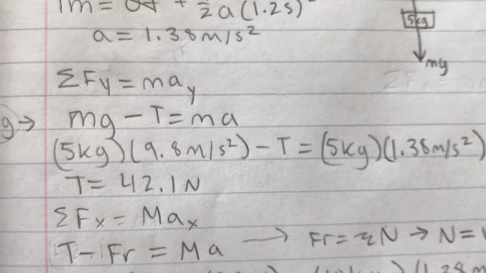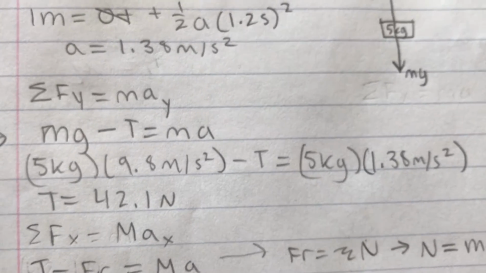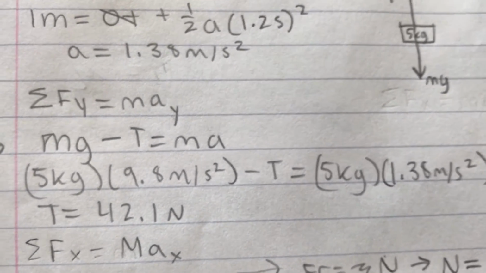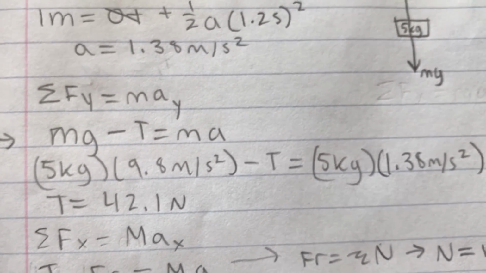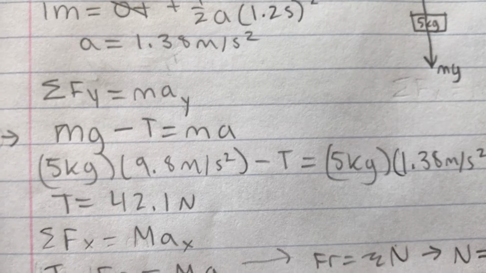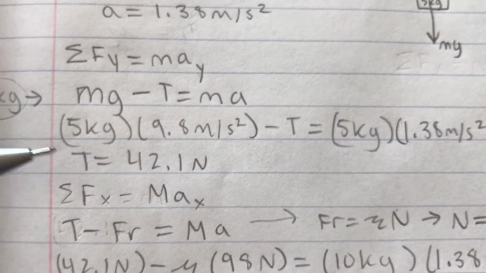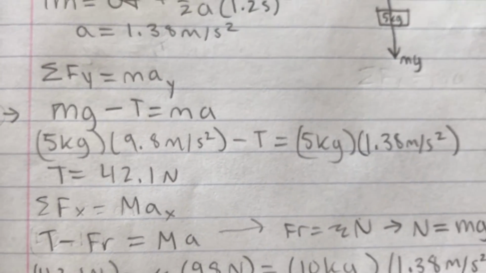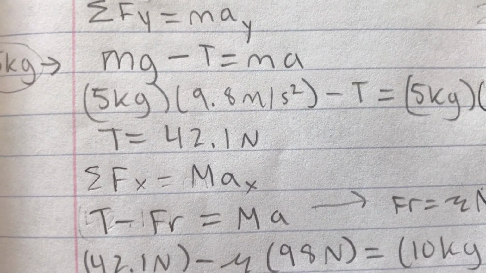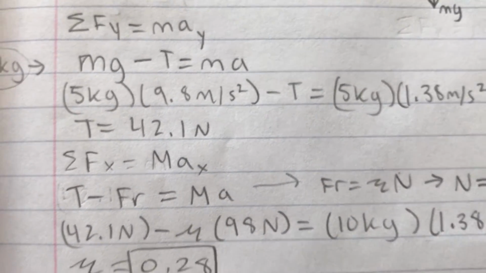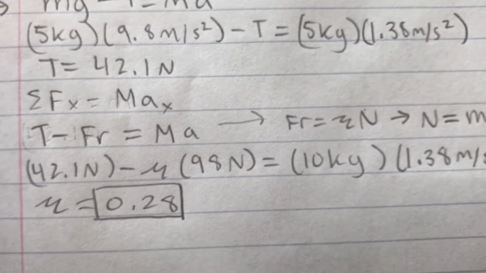So first we should use the sum of all forces equals mass times acceleration in the y direction to find our tension. So that would be our mass times the gravitational force minus the tension equals the mass times acceleration, and we're using our 5 kilogram mass for this one. So 5 times 9.8 minus the tension equals 5 times 1.3 meters per second squared, and our tension would end up being 42.1 newtons.